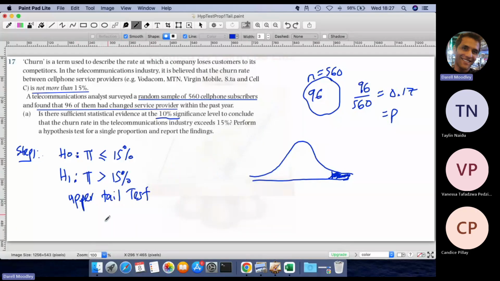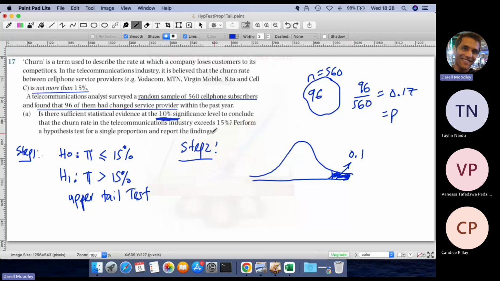All right. That's step one. Now, step two. Step two is to construct your rejection region. I've already started sketching this graph. I know the rejection region is on the right. The size of this rejection region will depend on what your alpha is, or your level of significance, which is 10%. So the size of this region is 0.1.